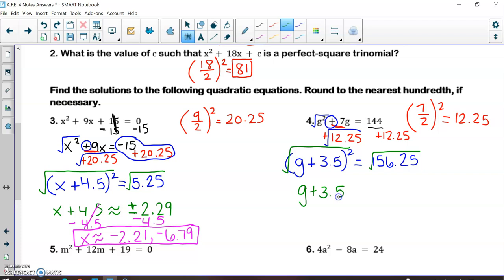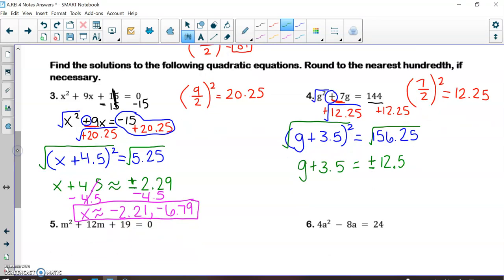And the square root of 156.25 comes out to be a positive or a negative 12.5. And since that's an exact number, we don't have to put the squiggly equal to sign. We can keep it as a normal equal to sign. Now I'm going to isolate g by subtracting 3.5 from both sides.